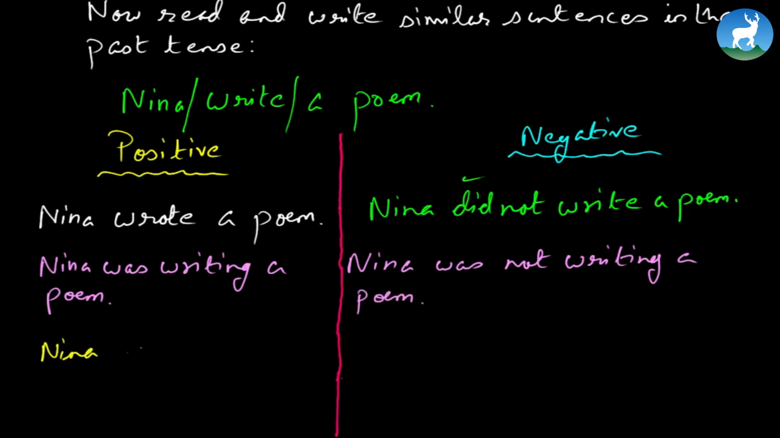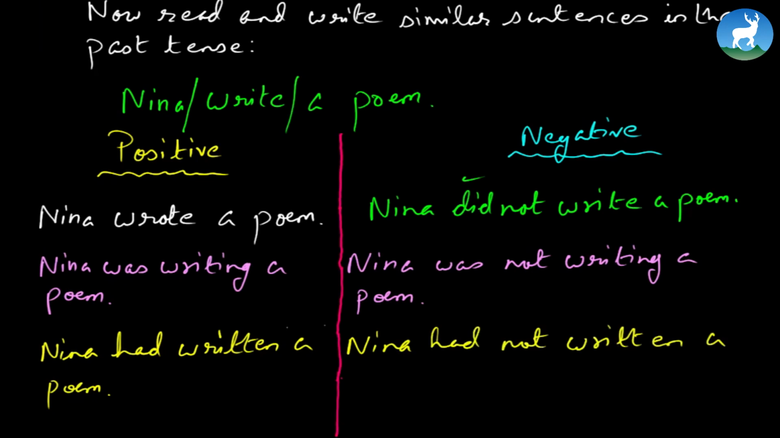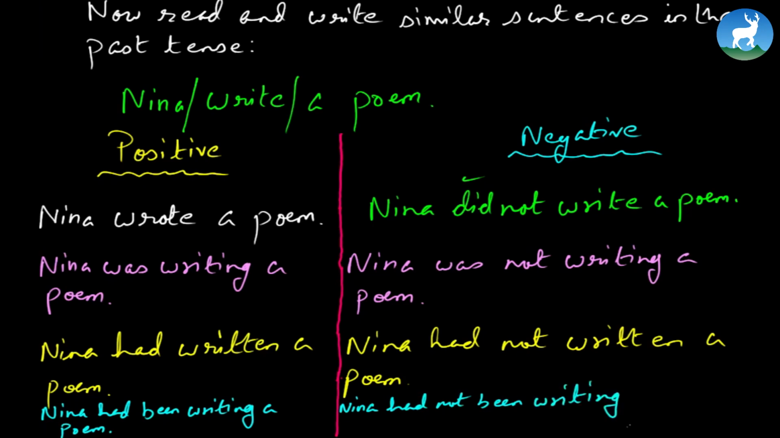Okay, number 3. Nina had written a poem. And its negative, now this is past perfect, Nina had not written a poem. And finally, Nina had been writing a poem. Its negative is going to be Nina had not been writing a poem. See? So this is how you can make both positive and negative sentences out of past perfect. And I'm going to give you certain exercises to do. Okay? So let's continue.